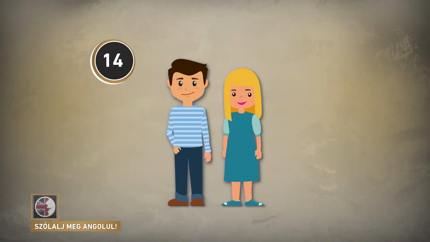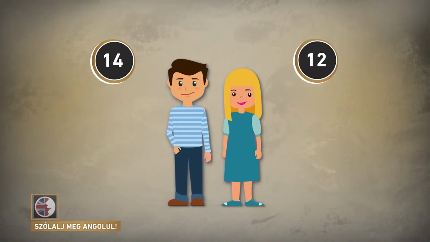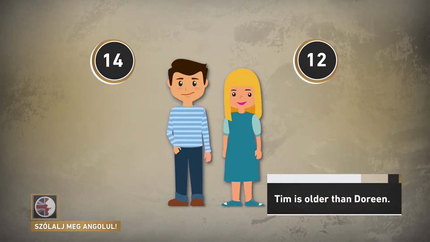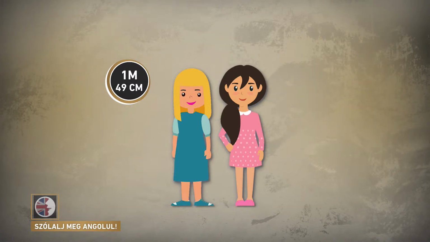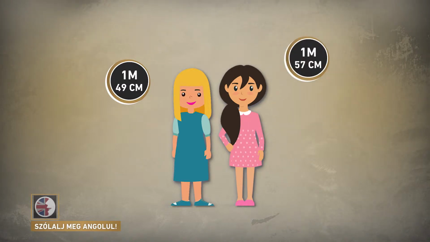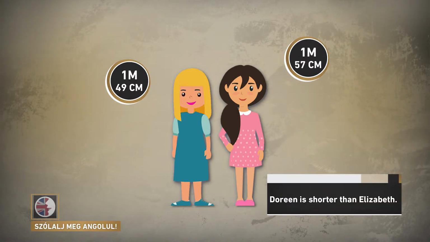Okay, we're on a roll. Tim is 14 and Doreen is 12. So Tim is older than Doreen. In fact, Tim is older than John and Elizabeth and Doreen. Great. Now, let's have a look at Doreen. Doreen is 1 meter 49 centimeters tall. She's 149 centimeters tall. Okay. Elizabeth is 1 meter 57 centimeters tall. She's 157 centimeters tall. This means that Doreen is shorter than Elizabeth.